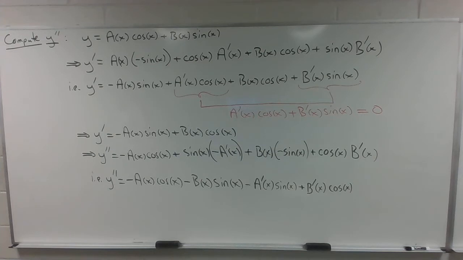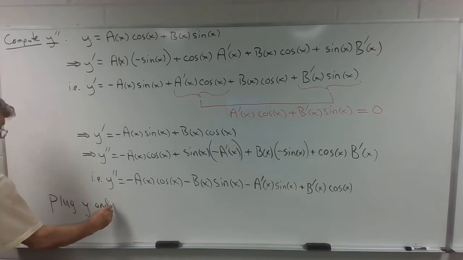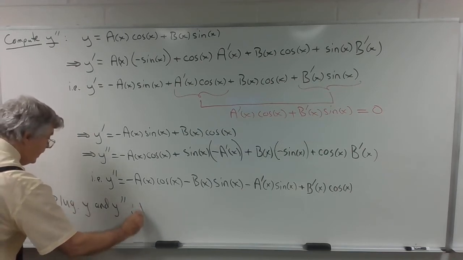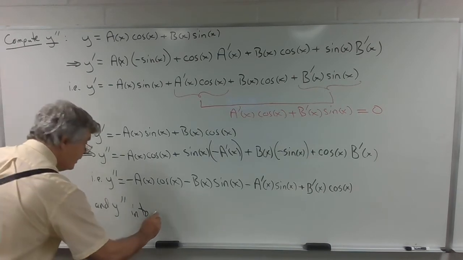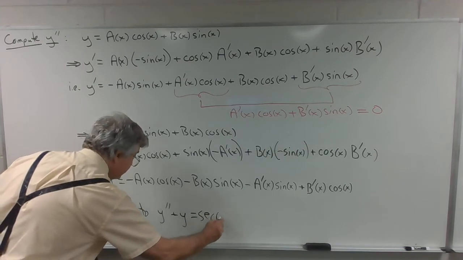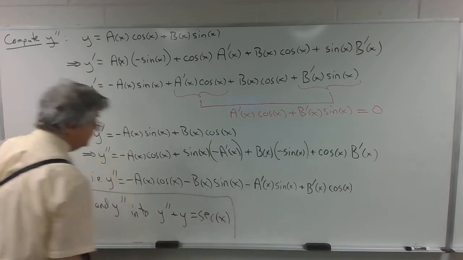I think I'm good. So now, plug y and y double prime into the equation. Y double prime plus y equals secant of x. This is what we're about to do.